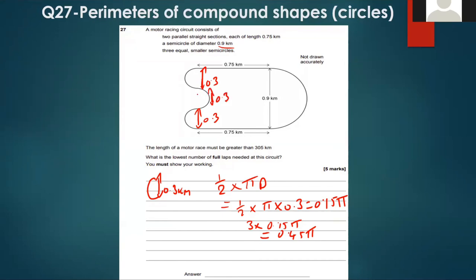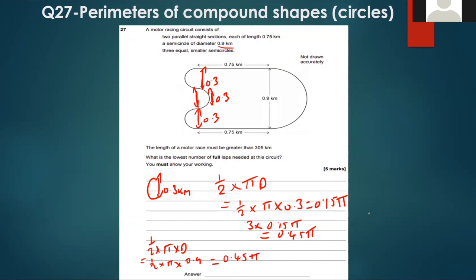Let me label that one so it's much clearer, this distance here. So we'll work out the circumference there. We've got 0.45 pi for those three. Now we need to work out the circumference of this larger semicircle. Again, we can use the same formula: half times pi times d, half because it's a semicircle. This one is half times pi times 0.9, and that's going to give us 0.45 pi.